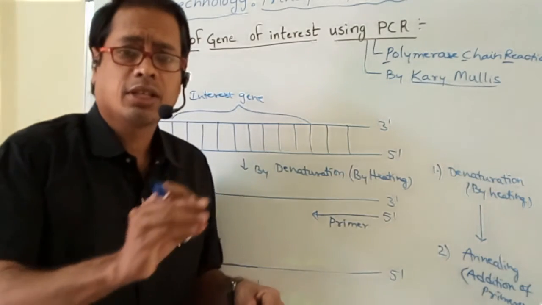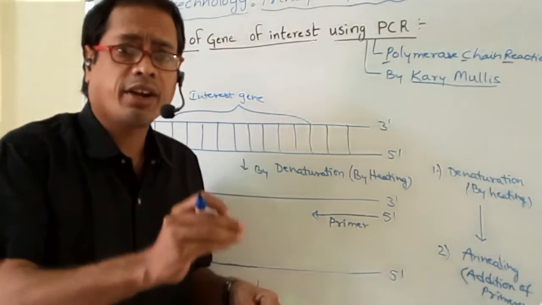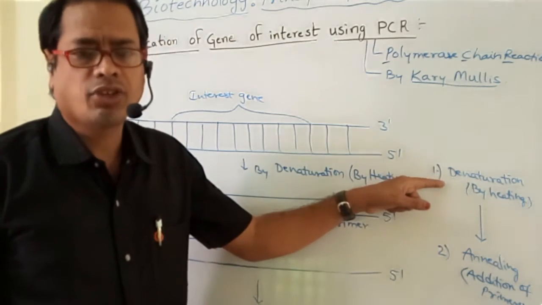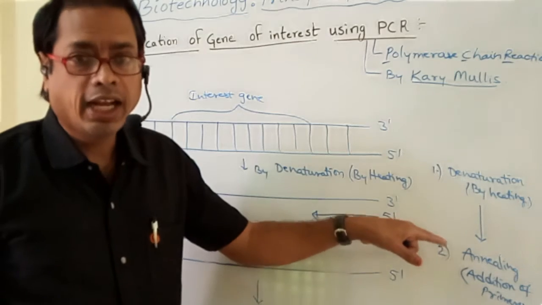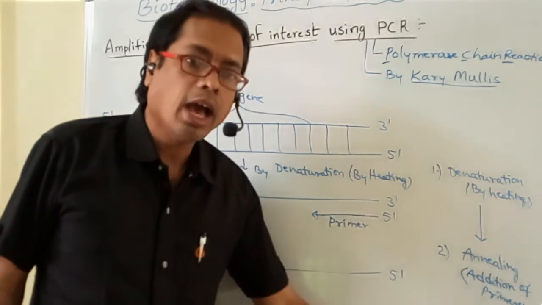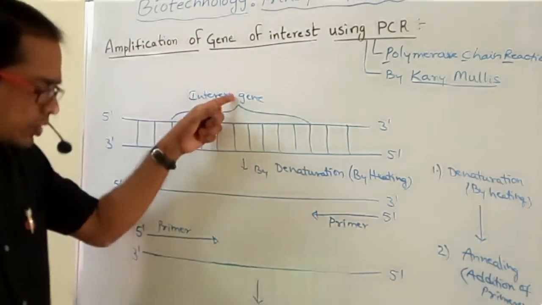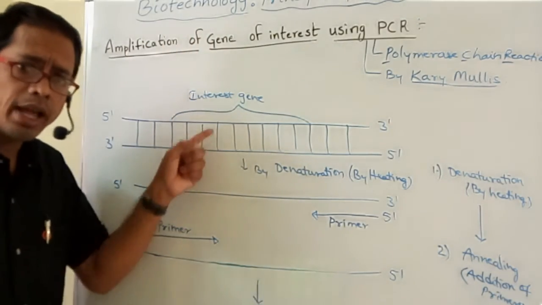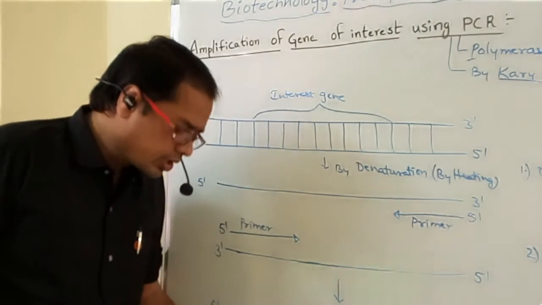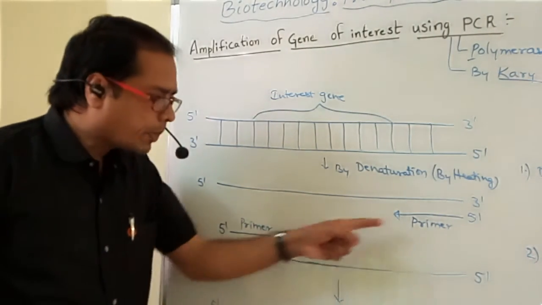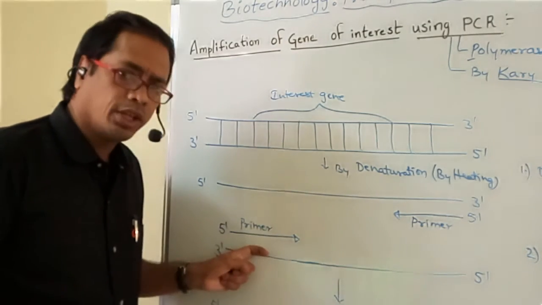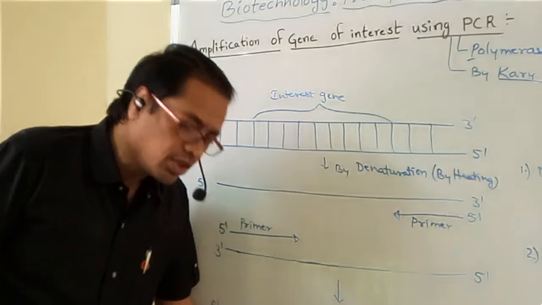The steps of amplification of interest gene can be done in the correct sequence. First step, denaturation. Second step, annealing. Third step, extension. And finally, amplification. This is one amplification. For one amplification, how many desired genes are obtained? 2 desired genes are obtained. How many primers are required? 2 primers. Number of primers used is equal to number of desired genes obtained.